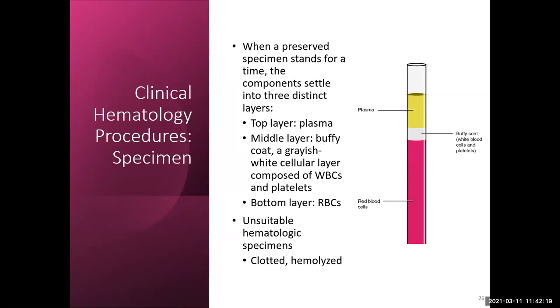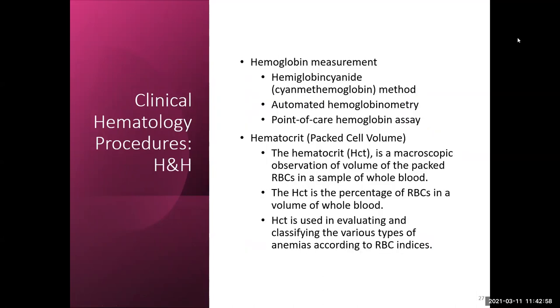Just to show you again, you can see this when a tube is spun down. You can see it with a microhematocrit tube when you do a spun hematocrit. So just a reminder of those different parts. You have your plasma up top. This little layer right here is your buffy coat, and then your red cells will be at the bottom. So when you do a microhematocrit, you're measuring your red cells. This buffy coat right here contains your white blood cells and your platelets.